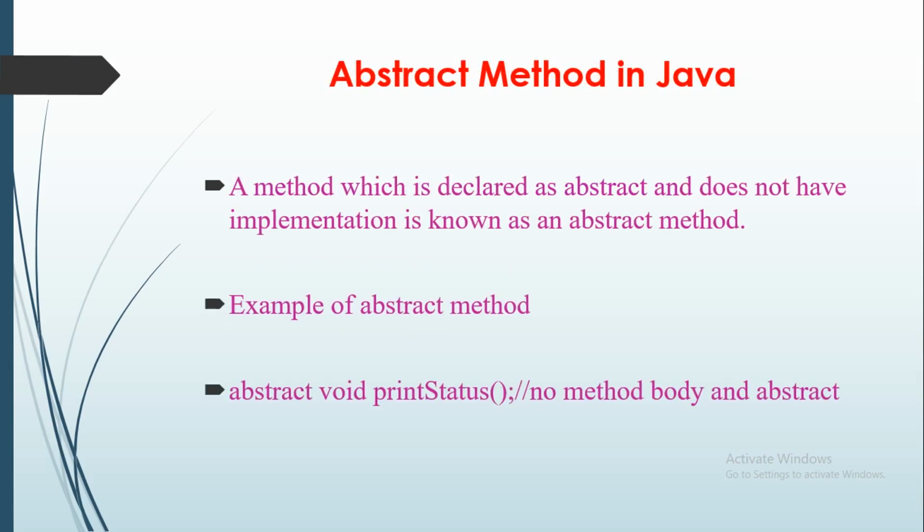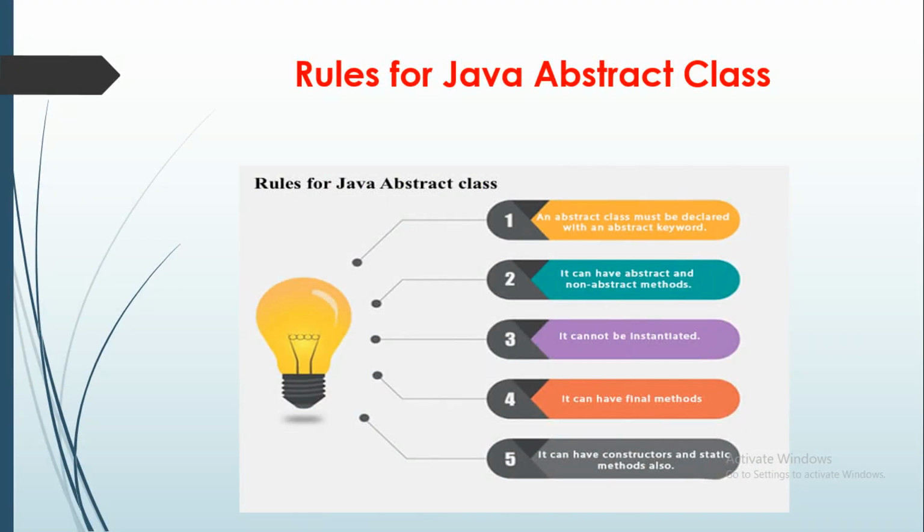Abstract method in Java. A method which is declared as abstract and does not have an implementation is known as an abstract method. An example of an abstract method is abstract void printStatus(); with brackets and then a semicolon, because no method body is used in an abstract method. So if we don't give a method a body, then we consider it an abstract method.